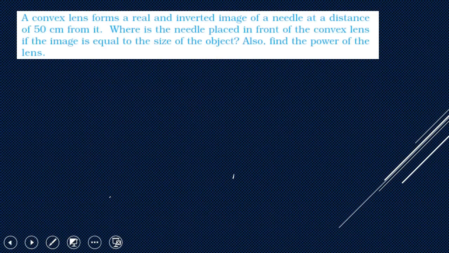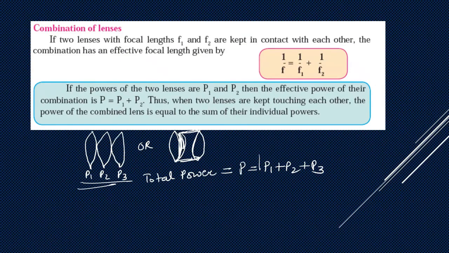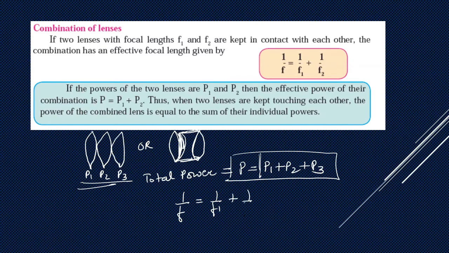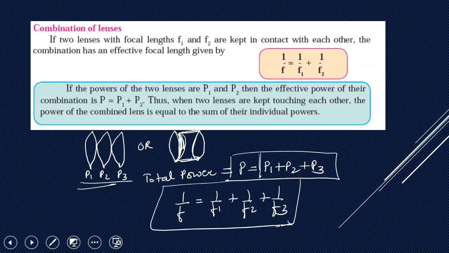So that's your combination of lenses. Combination of lenses will be a simple addition of the powers. Same way, for combination focal length, 1 upon f can be equal to 1 upon f1 plus 1 upon f2. In this case, it can be plus 1 upon f3 as well. This way you need to find out, right?